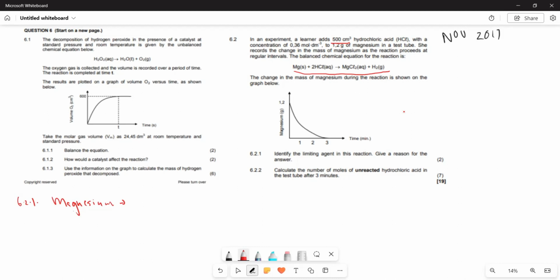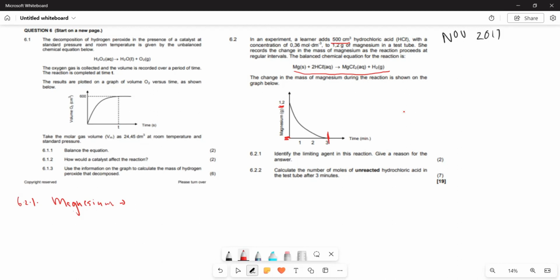If you check the mass of your magnesium at the end of 3 minutes, it was 0, right? Which means it is the reactant that was depleted. Because if you check here, there is nothing. There is no mass that remained after 3 minutes, which means the magnesium was used up to its totality.